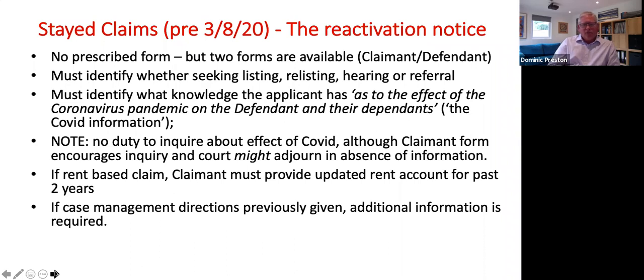If it's a rent-based claim, the claimant must provide an updated rent account, and that must be for the previous 2 years. And lastly, if there were case management directions in the claim, there is a load of additional information that is required, and I'll go into that in a slide in a moment.